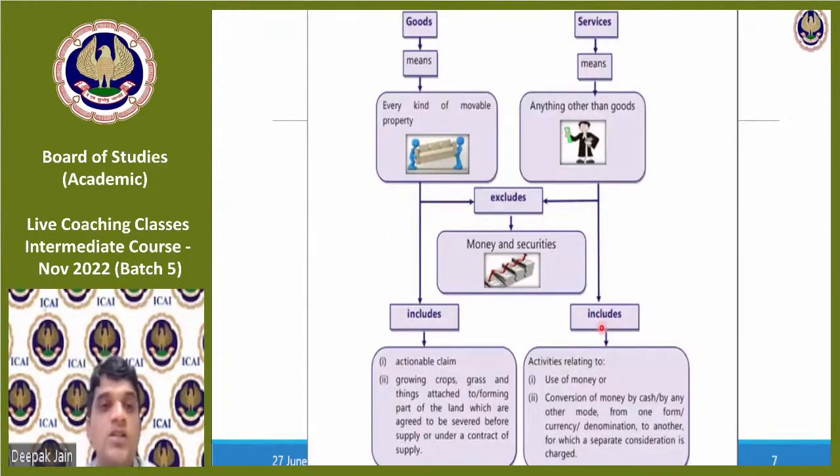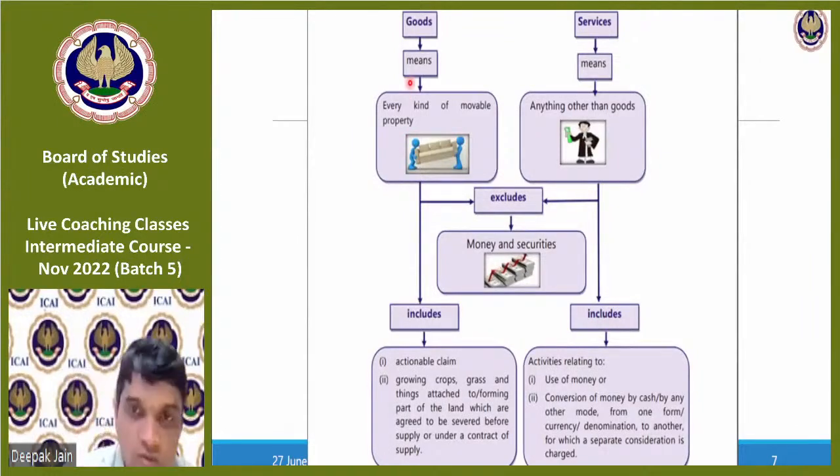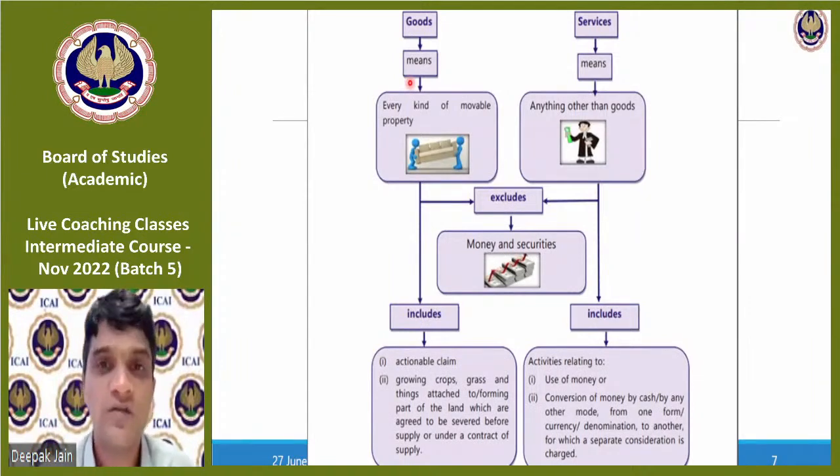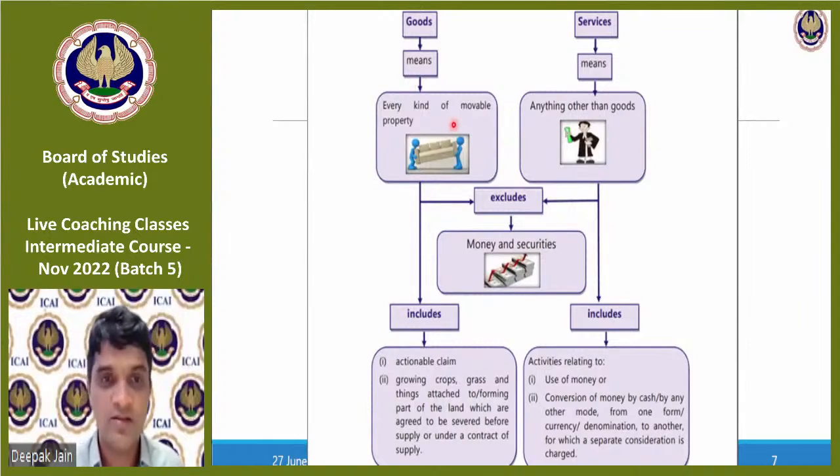First is goods. What is goods? The definition of goods is given under section 2. Section 2 says what the meaning of goods is. Goods means every kind of movable property.